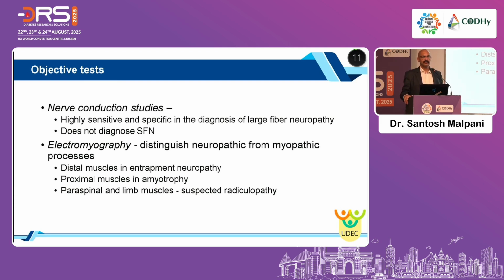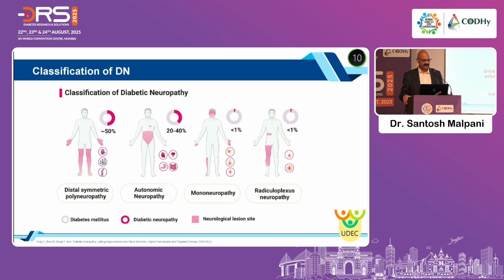But mind well, in the small fiber neuropathy, you are not going to get a positive nerve conduction abnormality. So that is also a pitfall as far as the peripheral nervous system examination is concerned. Distal symmetrical polyneuropathy, 50% of the patients, mononeuropathy, less than 1%, and radiculoplexus neuropathy. These are the three categories which will present to you with the painful diabetic neuropathy.